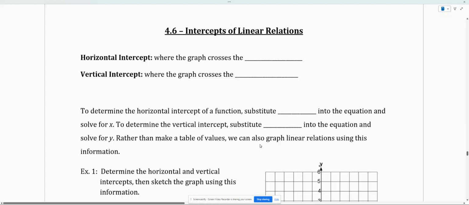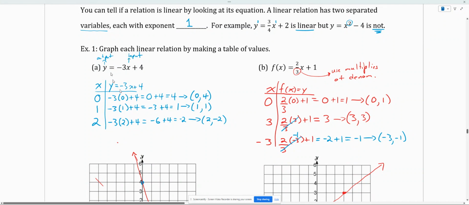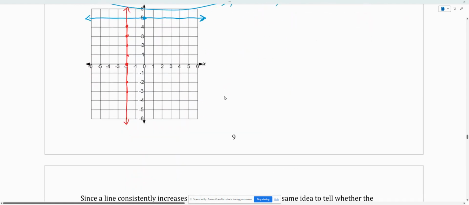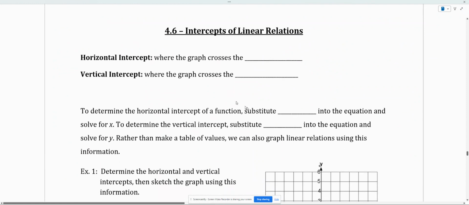We're going to do 4.6 here, intercepts of linear relations. It's going to be really similar to our last lesson. And remember, we were graphing lines by creating a table of values. But we're going to create a really specific, more simple table of values where we're just going to be substituting a couple zeros in. We did 0 here for x, and we're also going to do it for y now. And those are going to give us our horizontal and vertical intercepts.